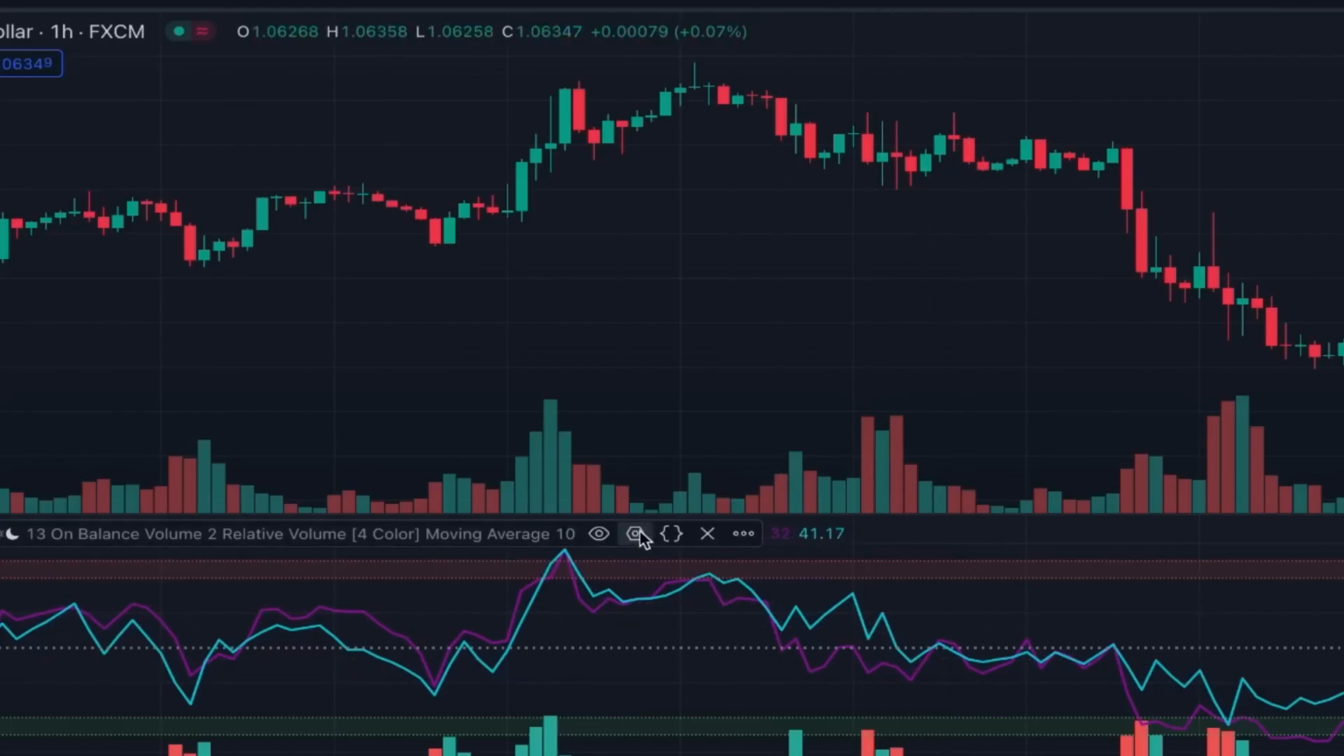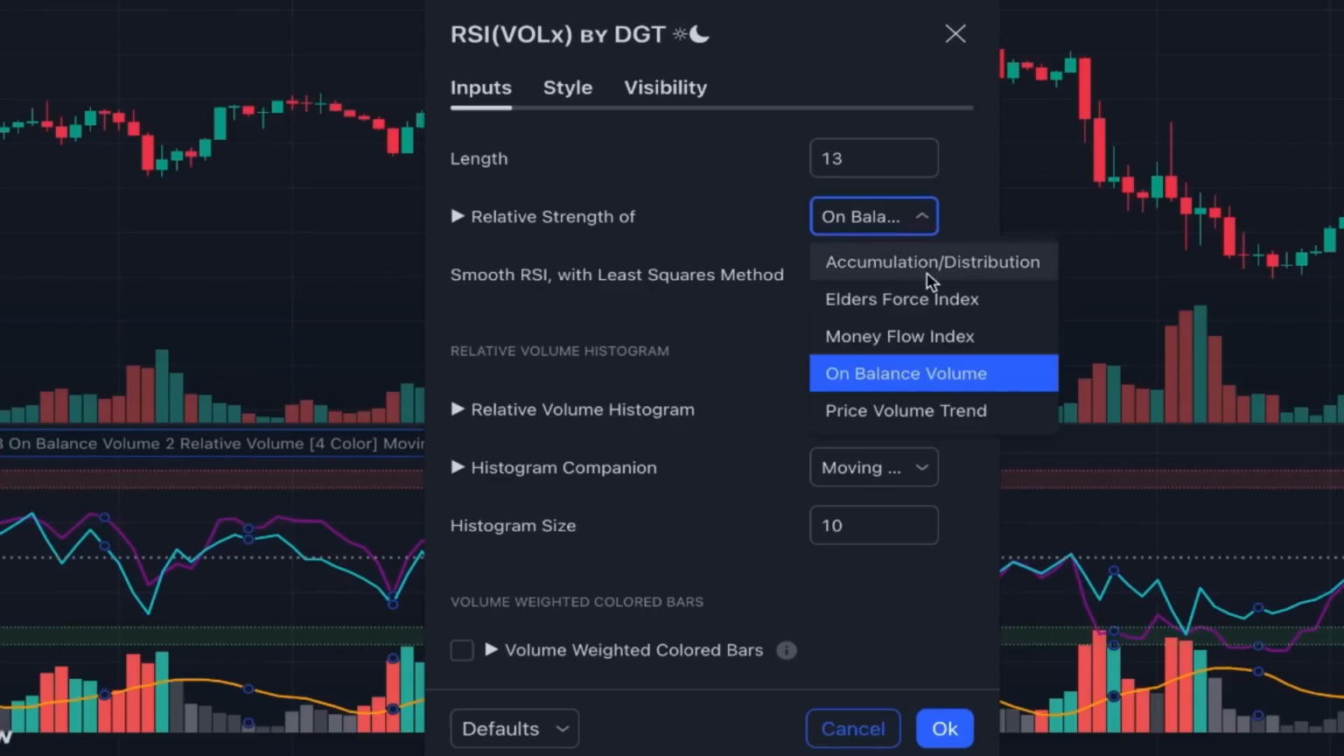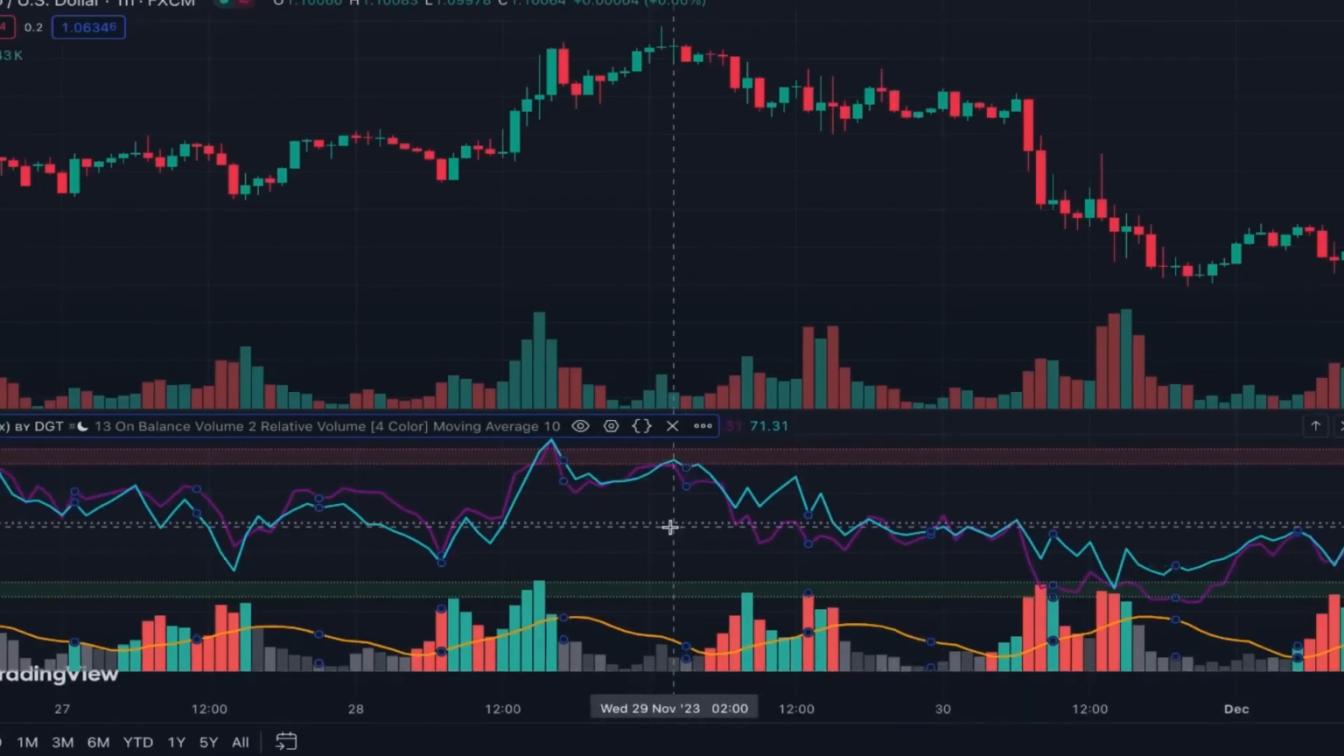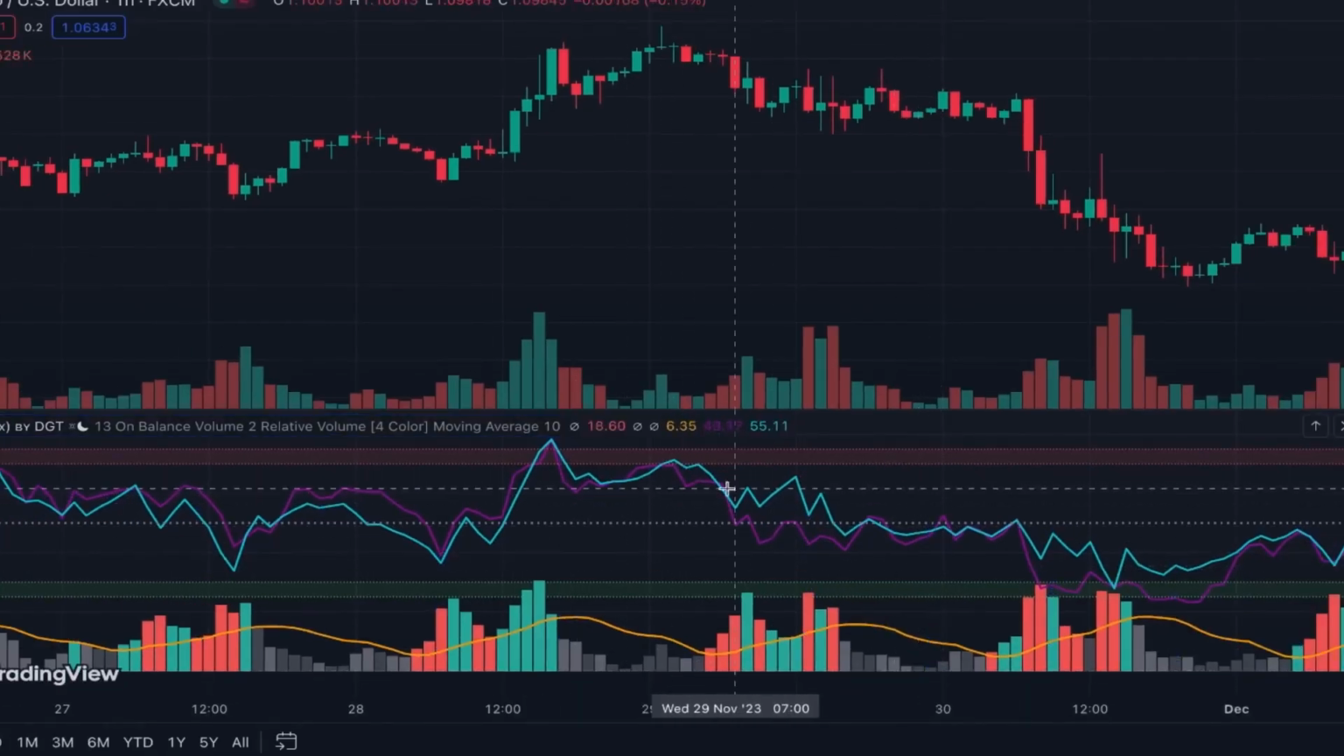Instead of OBV, you can choose the accumulation distribution indicator, Elder's force index. We also have money flow index and price volume trend. These are popular and commonly used volume indicators, and they are available in this indicator for choosing, and you will have the indicator in the context of RSI. Alright, now let's see how it can help us with trading.